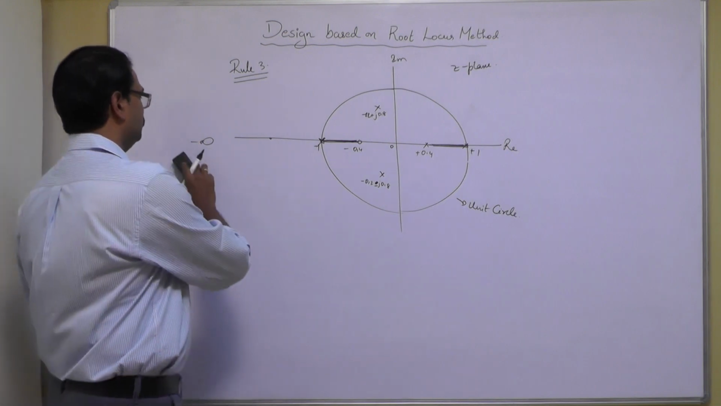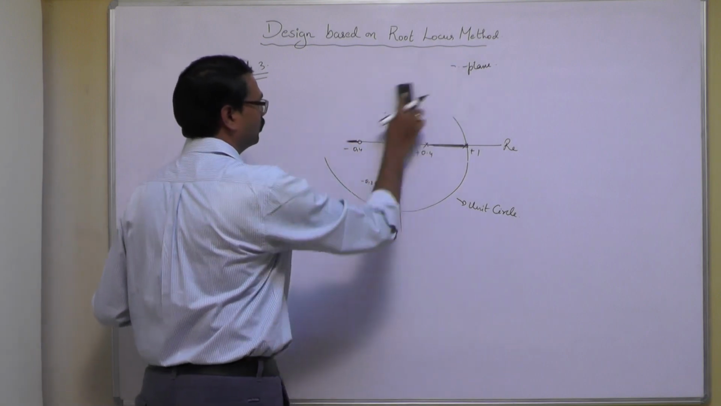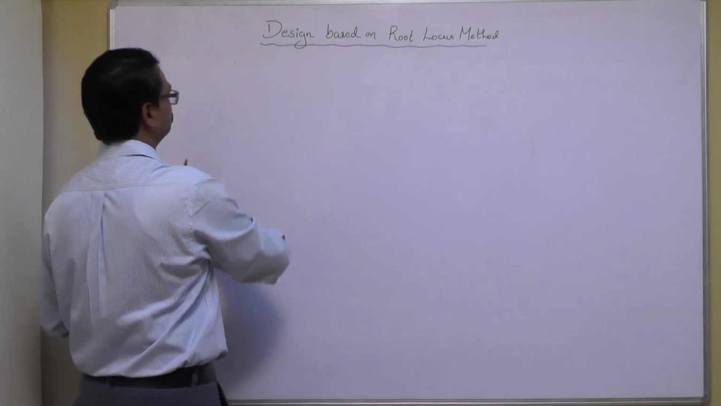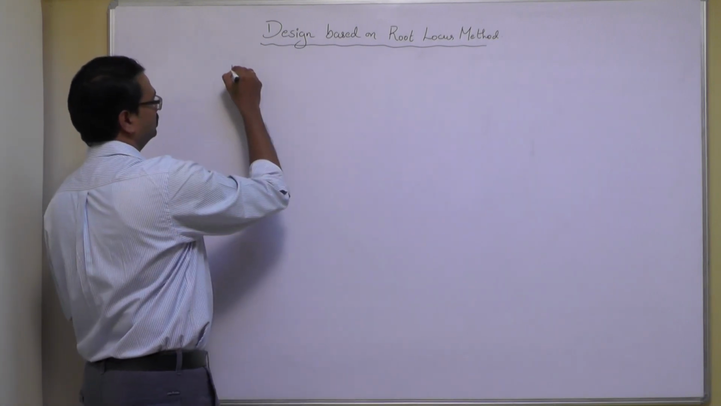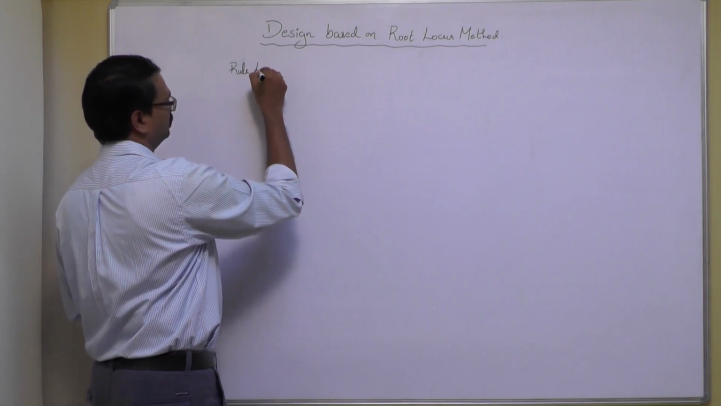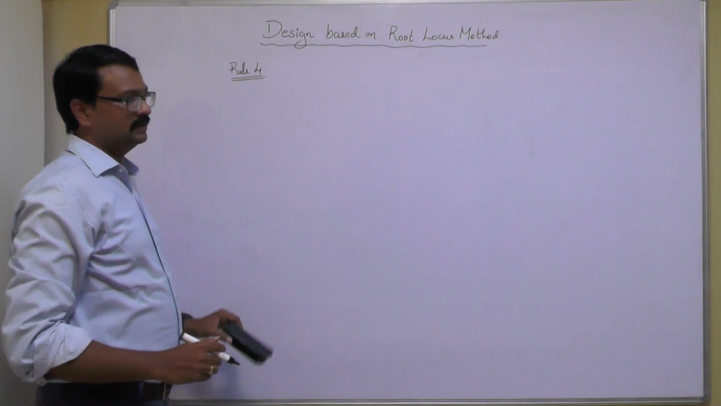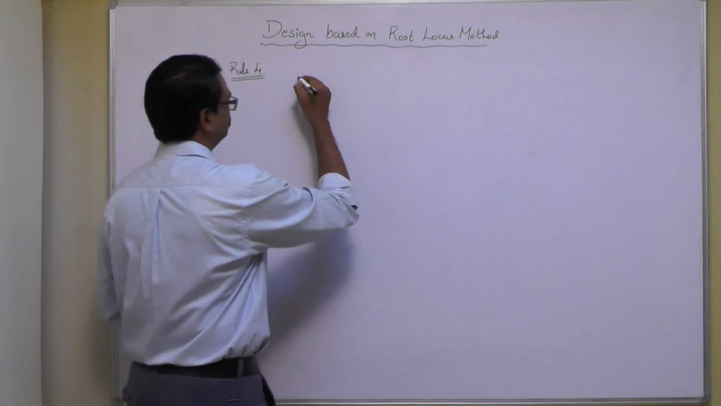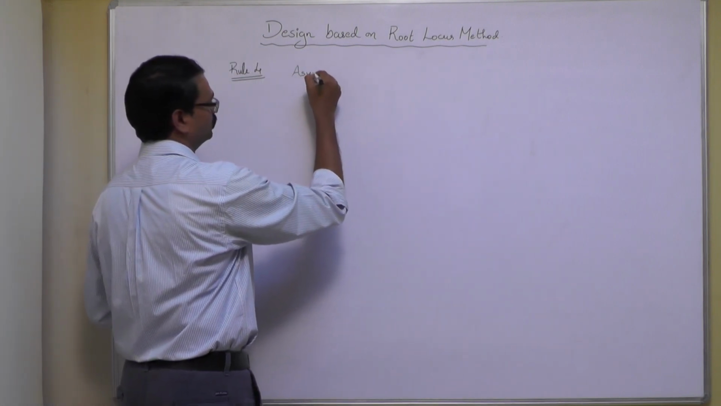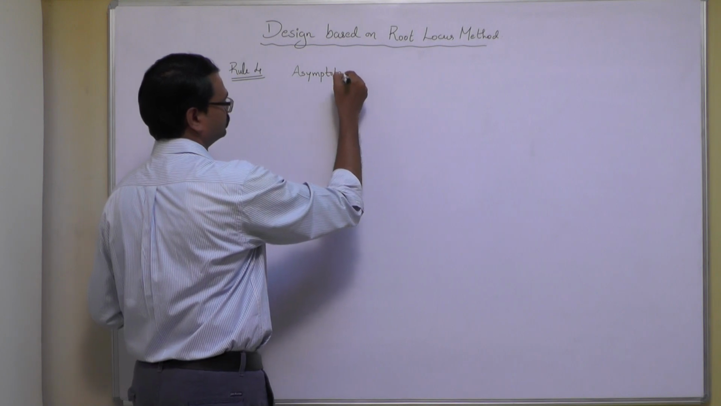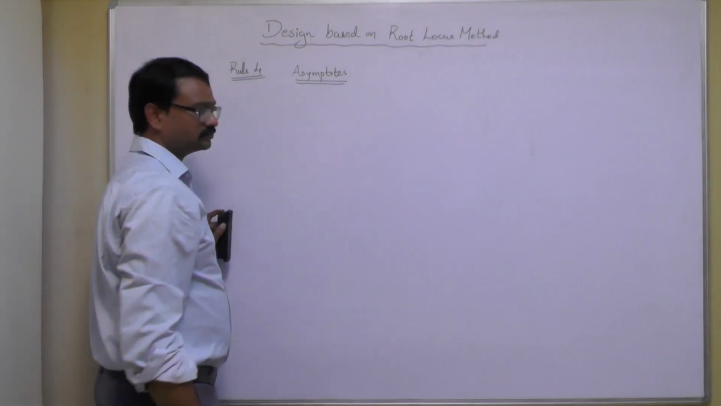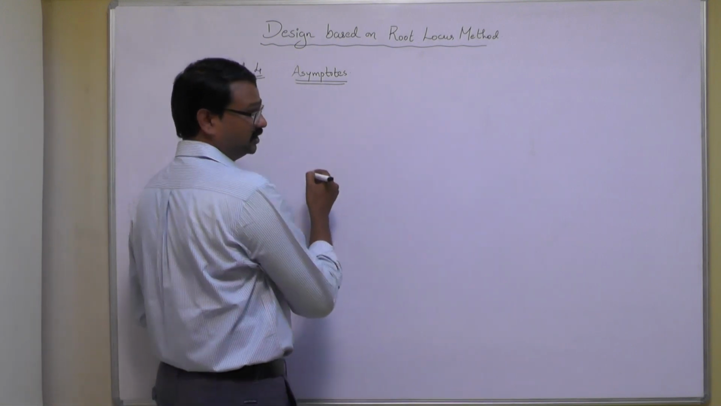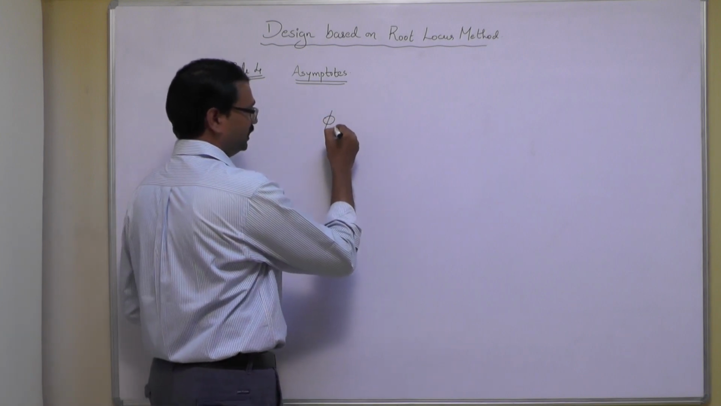Okay, so we will now go into Rule 4 of the system. Rule 4 is that you can determine the asymptotes. Now, what are the asymptotes of the system? Asymptotes are nothing but angles.